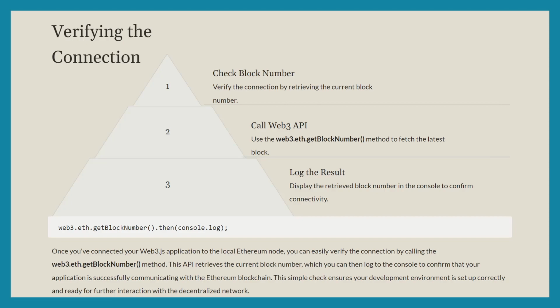web3.eth.getBlockNumber().then(console.log). Once you have connected your web3.js application to the local Ethereum node, we can easily verify the connection by calling the web3.eth.getBlockNumber method. This API retrieves the current block number, which we can then log to the console to confirm that our application is successfully communicating with the Ethereum blockchain. This simple check ensures that our development environment is set up correctly and is ready for further interaction with the decentralized network.